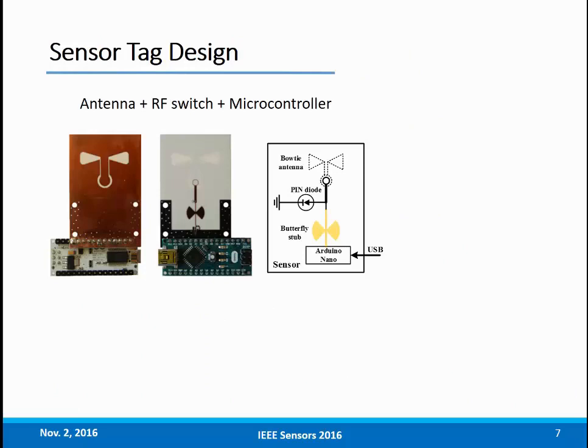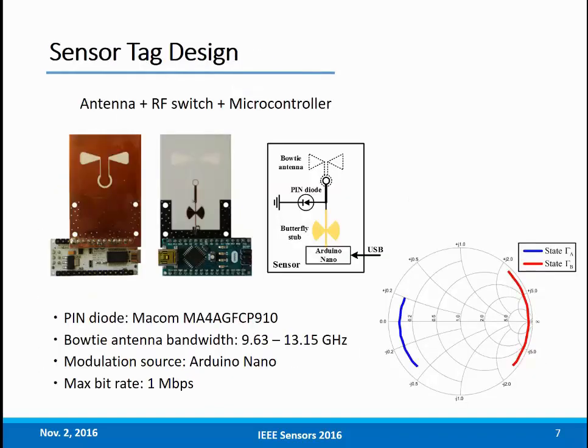The sensor tag design is based on a microcontroller driving a low-power RF switch that alters the antenna between two modulation states to form a BPSK configuration. The RF switch is based on this pin diode. The antennas we used were wideband bow tie antennas with a 10 dB bandwidth of more than 3 GHz. As for the microcontroller, we used the Arduino Nano for initial localization testing to emulate different sensor data at various bit rates. The Arduino Nano was directly soldered on the RF circuit board.